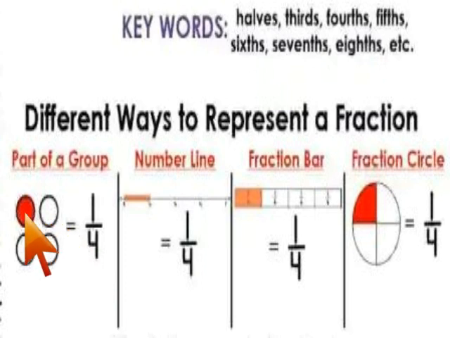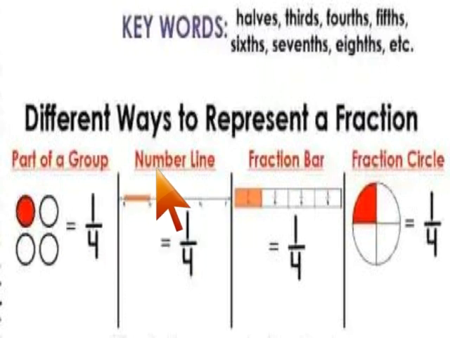Here I can see 4 counters, 1, 2, 3, 4. In this group, I only have one counter that's filled in. So this one shaded in circle equals 1/4. It's one part of 4 parts in this group.